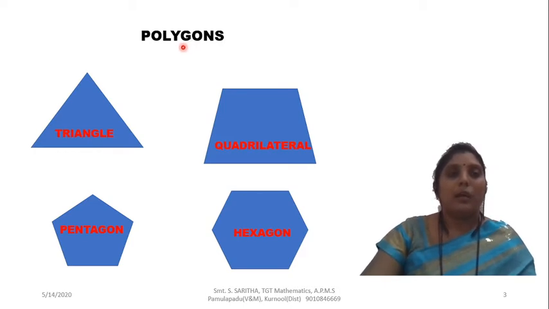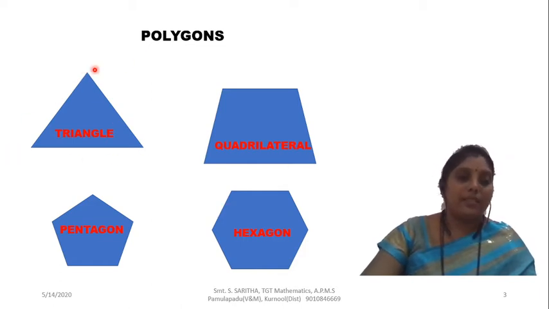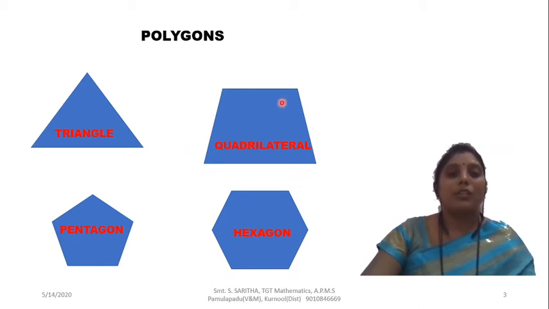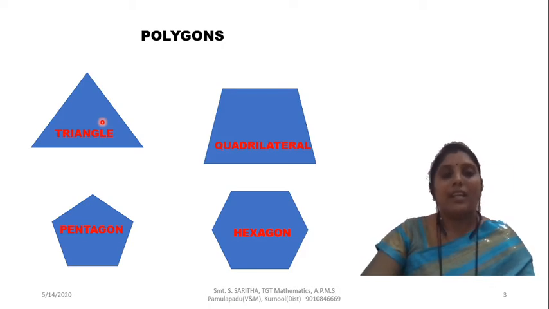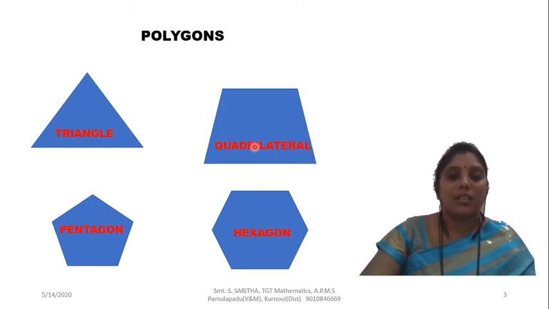First of all, a polygon means a simple closed figure formed with only the line segments. This is the figure formed with 3 line segments. This is the polygon formed with 4 line segments. This is the polygon formed with 5 line segments. And this is the polygon formed with 6 line segments. A polygon formed with 3 line segments is named as triangle. A polygon formed with 4 line segments is named as quadrilateral.